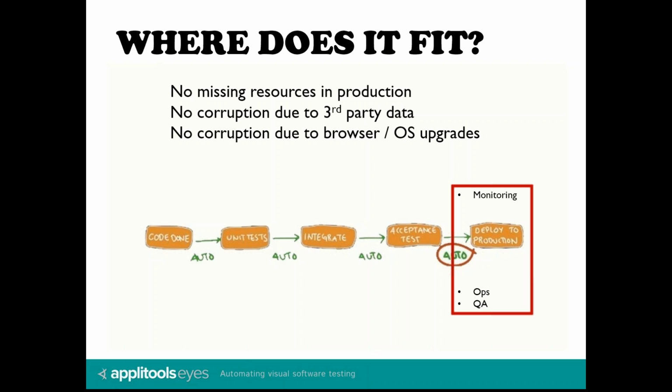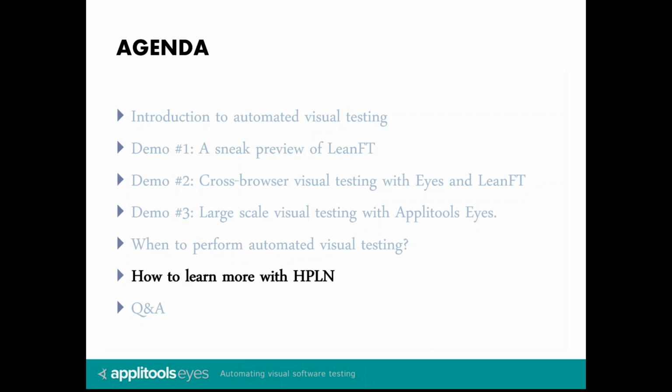So for example, Chrome updates very frequently and you can't do anything about it, but when Chrome updates, it can add new functionality, change existing functionality, and even introduce new bugs that can cause corruptions on your site without you having to change a line of code. So by monitoring your production environment, you can immediately identify when that happens and be notified and immediately deliver a fix. So at this point, I'll hand it over to Yaniv, who will tell you about HP Live Network.